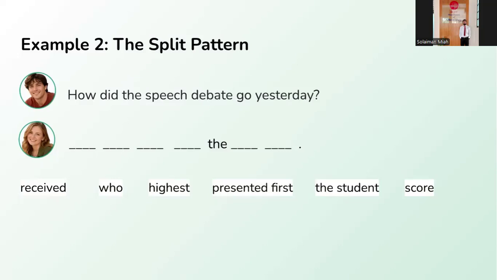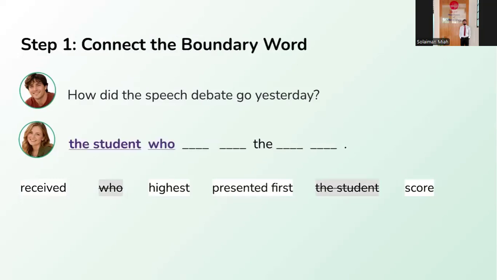Go ahead and pause the video and try this one on your own first. The first speaker asks about a speech debate, and we need to build a statement. The word who is among the answer choices, and that's a boundary word. It marks the start of a secondary idea that describes a person. And since who can only describe a person, it has to go right after the student who.